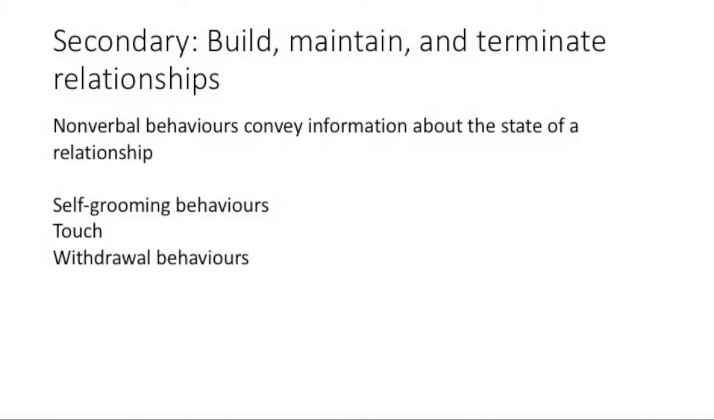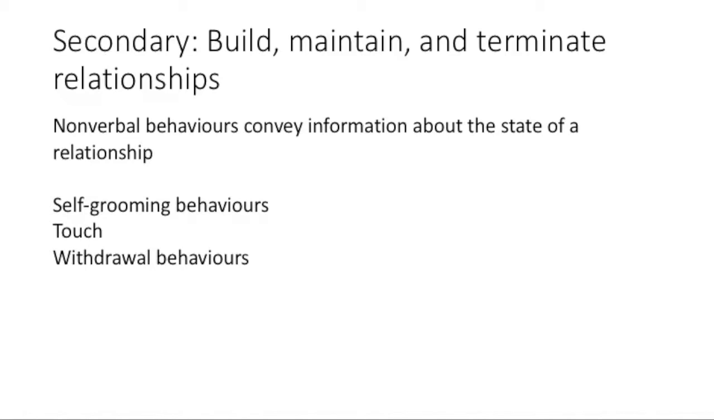Nonverbal behaviors also seek to build, maintain, and terminate relationships. Indeed, they actually convey information about the state of a relationship. So this would include things like self-grooming behaviors. So things like running your hand through your hair, or trying to make yourself neater. These are things that are usually associated with flirting and the development of romantic relationships. Touch is another way that we use to build and maintain a relationship.